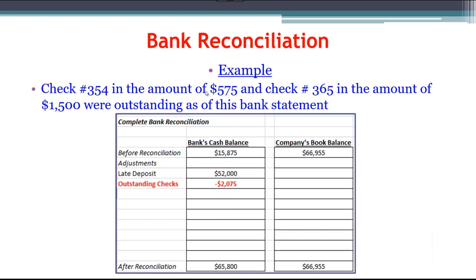Here we have two separate checks, a $575 check and a $1,500 check, totaling $2,075. These were outstanding as of the bank statement date. And again, we already knew about those withdrawals. We've already included it in our book balance. The bank doesn't know about it, so we have to subtract it out.